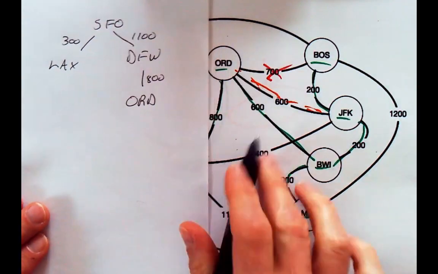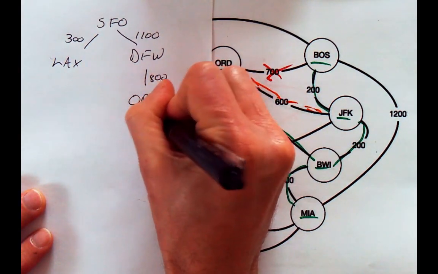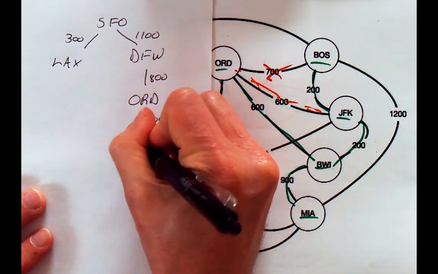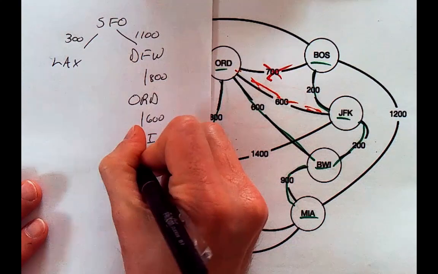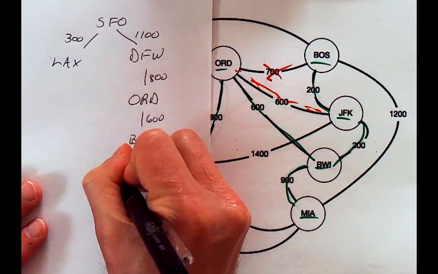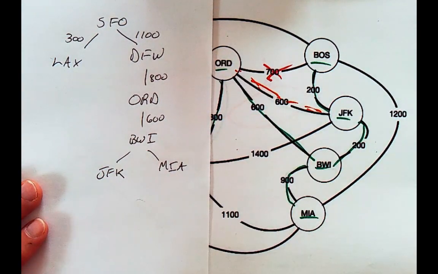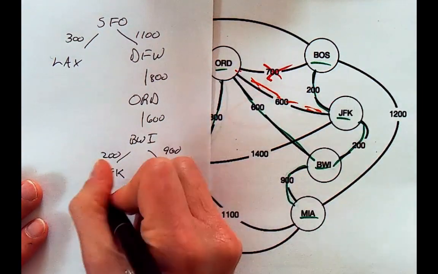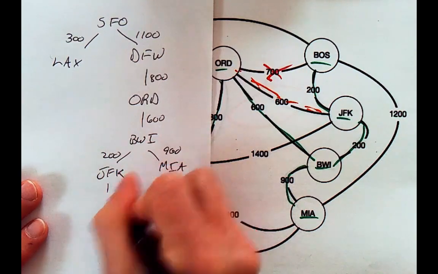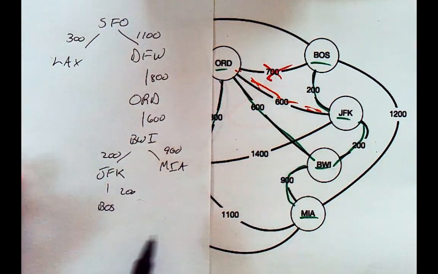And scooting across my graph, now from O'Hare, we've got a path of 600 to UI. And then from there, we've got both JFK and Miami, and the corresponding weight costs of 200 and 900. And then from JFK, we've got Boston. Okay, so you can see this is basically a tree.